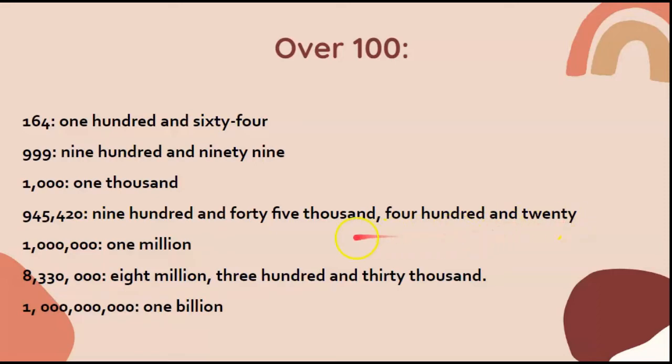And then we go to million. So 1 million, for example. And we start again with hundreds, with thousands. I have another example here of a big, very, very large number, which is 8,330,000. Yes? And after the million, we go to billion, right? Here you have 1 billion. And again, you start with thousands, hundreds, etc., etc.